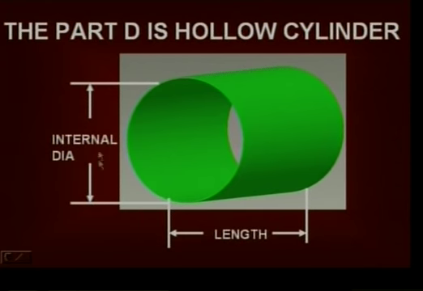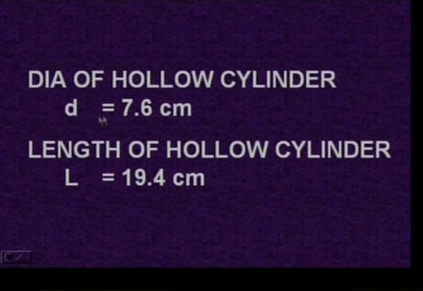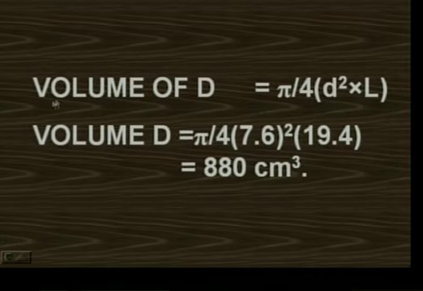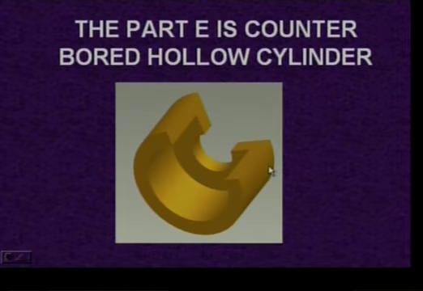The part D is hollow cylinder. Its isometric view is shown here. From here to here, it is called internal dia of cylinder. From here to here, it is called length of cylinder. Dia of cylinder D is equal to 7.6 centimeters. Length of hollow cylinder is 9.4 centimeters. Volume of hollow cylinder D is pi by 4 d square L. By substituting D and L values, the value becomes 880 centimeter cubed.